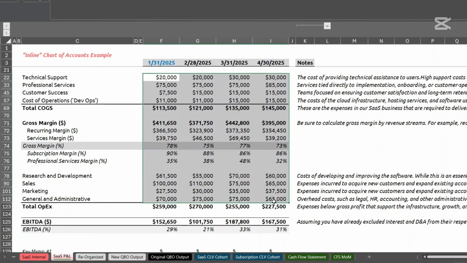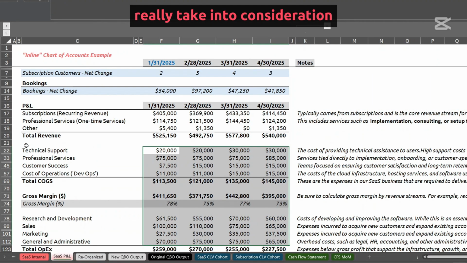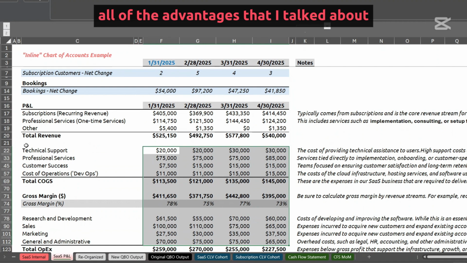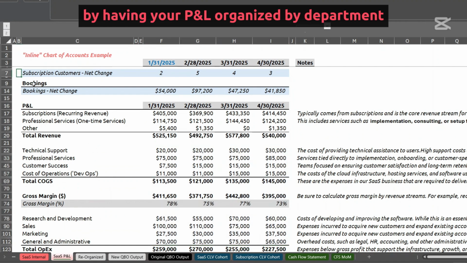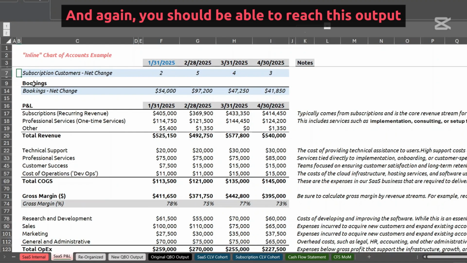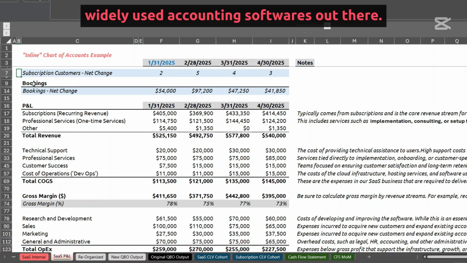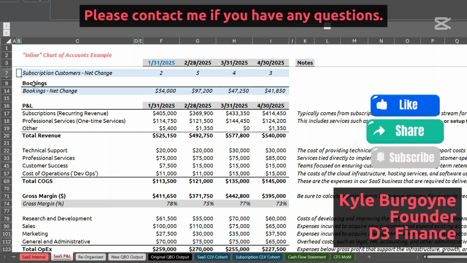All right, team, that's all I had for you today. Again, really take into consideration all of the advantages that I talked about by having your P&L organized by department as opposed to by cost source. And again, you should be able to reach this output using the majority of the widely used accounting software out there.